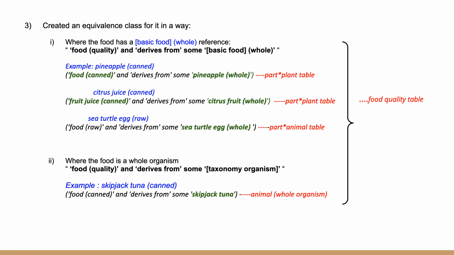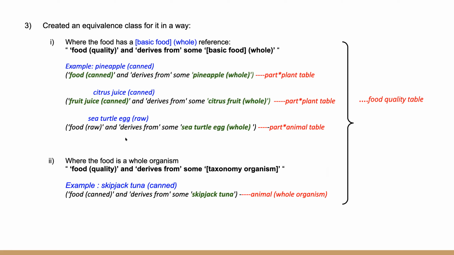So after separating out these basic terms from the multi-component terms, we are creating an equivalence class for it in a way that if the food has a basic food whole reference, then it would be equivalent to that food quality class and derives from that basic food. Similarly, for example, pineapple canned has pineapple whole as a basic food reference term. So pineapple canned is equivalent to food canned and derives from some pineapple whole, which we are actually putting into the part-into-plant table in the organismal table. We have made several columns for that, or you can say separate sheets for them. Similarly, for citrus juice canned, we have a separate class of fruit juice canned in FoodOn, and derives from some citrus fruit whole. Similarly, that would also go into the part-into-plant table.